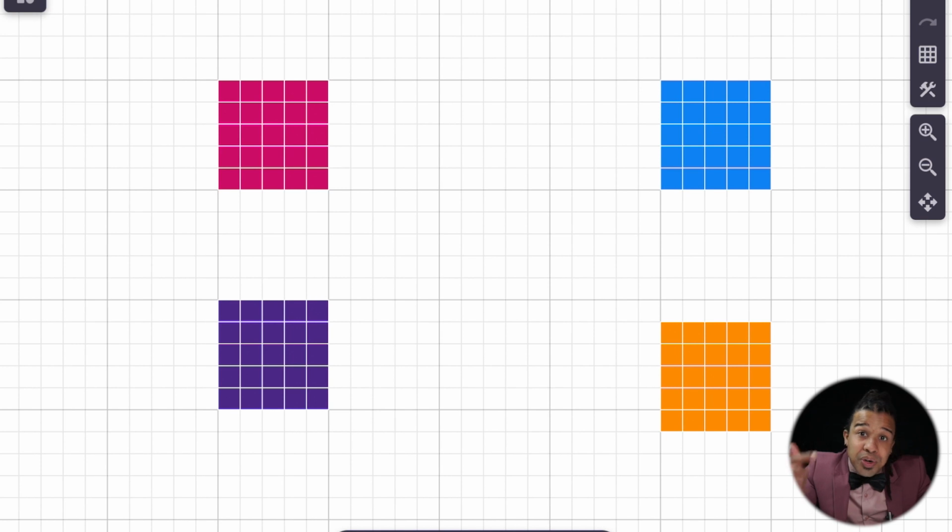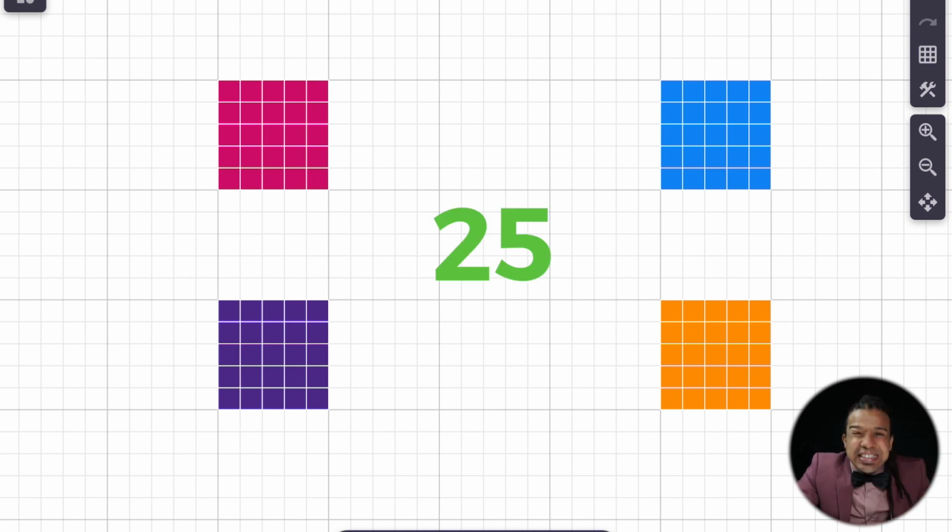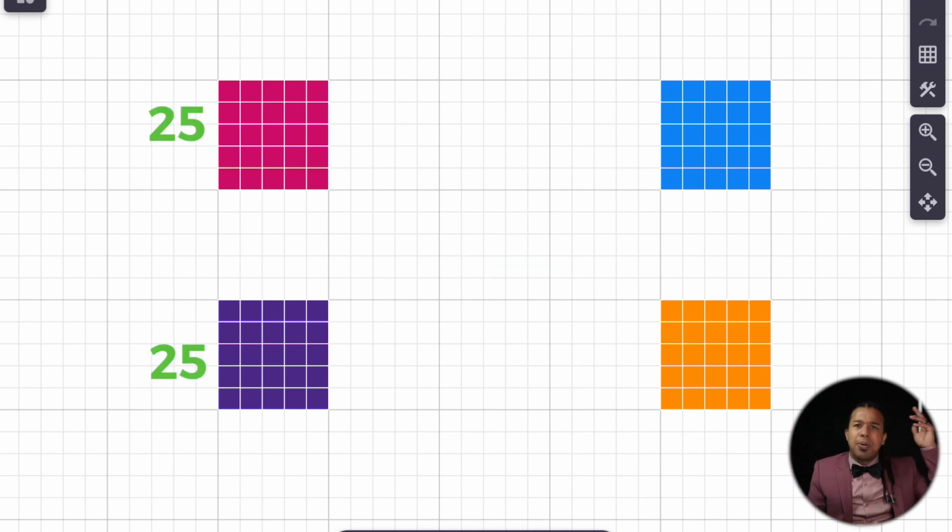And there we go. We divided 100 evenly into 4 groups. And how many blocks are in each group? 25. 100 divided by 4 is 25. There's 25 pink blocks, 25 purple blocks, 25 blue blocks, and 25 orange blocks. So now we know that 100 is divisible by 4. And if we have 500, which is 5 groups of 100, then we know it's divisible by 4.